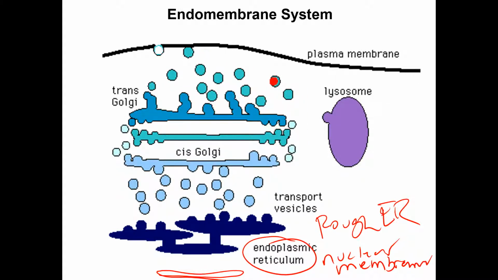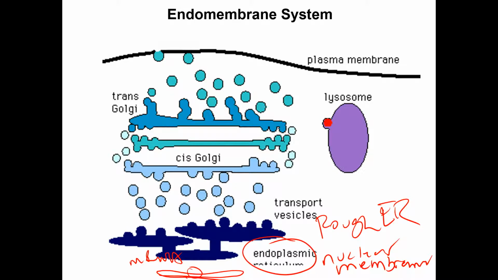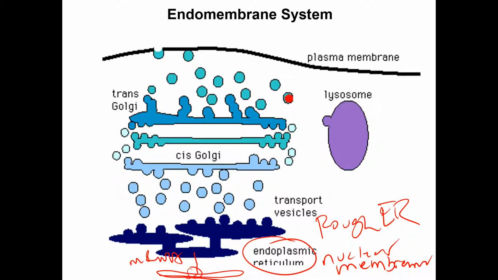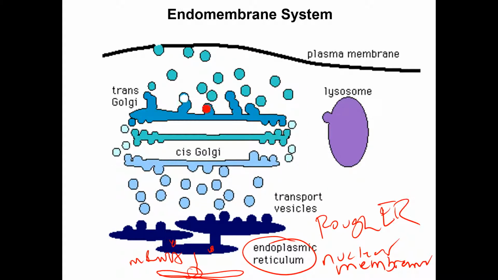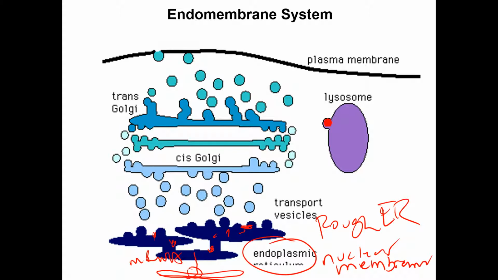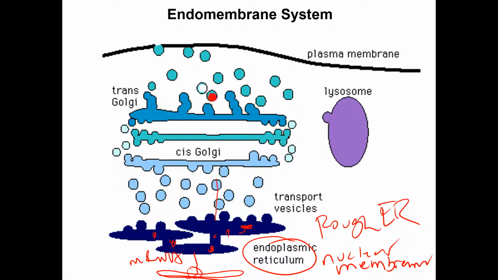And so here you have your messenger RNA that's going to come out of your nucleus, and it's going to be translated into a protein on a ribosome. This is on the rough ER. That protein will enter the lumen or cavity space of the ER. It'll bleb off as a vesicle from the ER and be transported to the Golgi body.